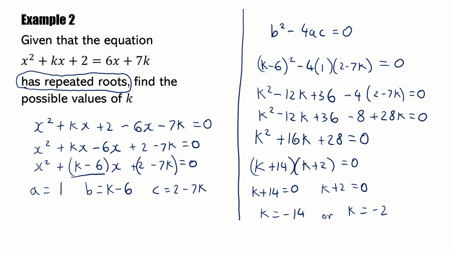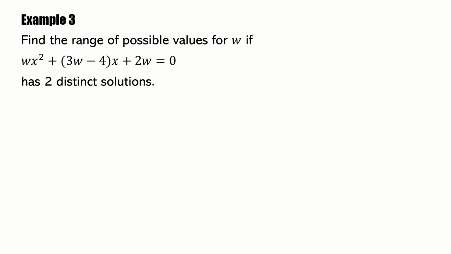There you go. On to one more example for this video, and it looks more scary still. We've got to find the range of possible values for w if it's got two distinct solutions. So again, because of the wording, we know it's a discriminant question. We also know it's specifically the discriminant situation. That's b squared minus 4ac is greater than 0, because the discriminant's got to be a positive number if you're going to have two distinct roots or solutions.